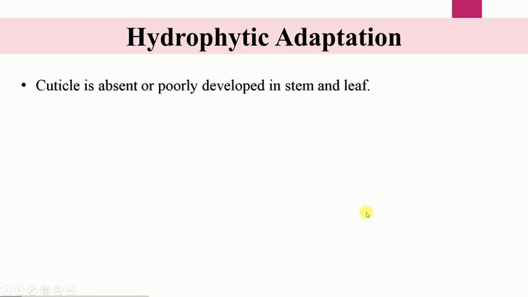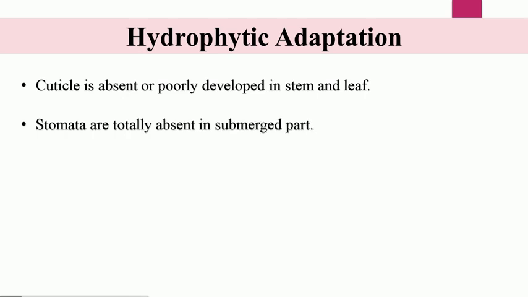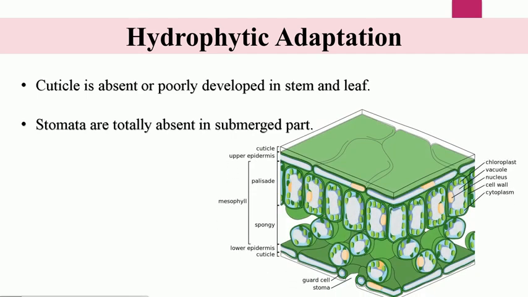The cuticle is absent or poorly developed in the stem and leaves of hydrophytes. The stomata are totally absent in the submerged part. Talking about the cuticle, it is the layer which covers the epidermis, or the skin, of the plant cells. These are mainly there to avoid water loss from the plant surfaces. Since hydrophytes are always found in water or beside water resources, the cuticle is useless in their case. Hence, the cuticle is absent or poorly developed.